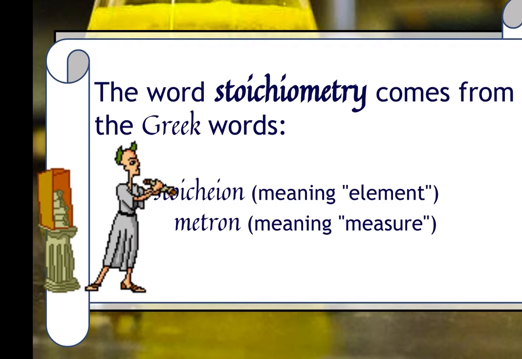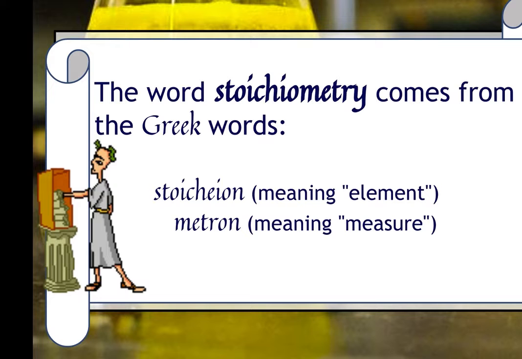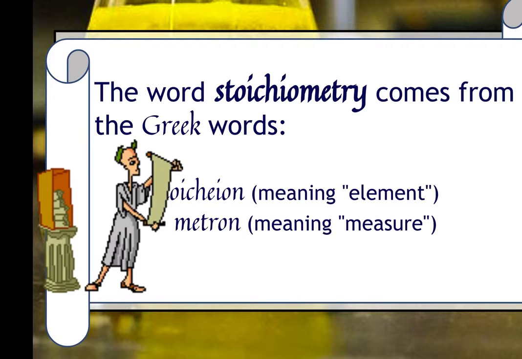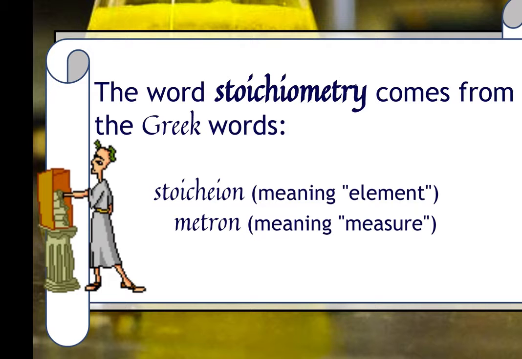So the word stoichiometry is a little bit weird sounding, but it comes from a couple different Greek words. One is stoichion, which means element, and metron, which means measure.